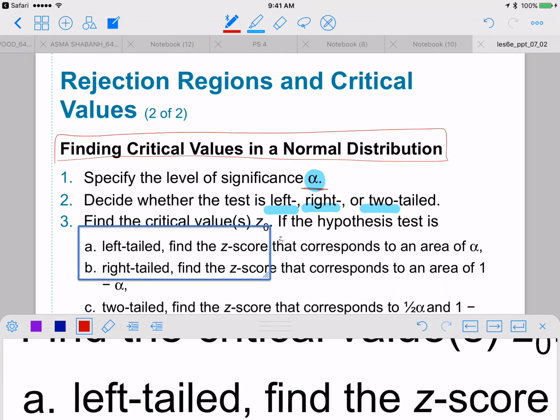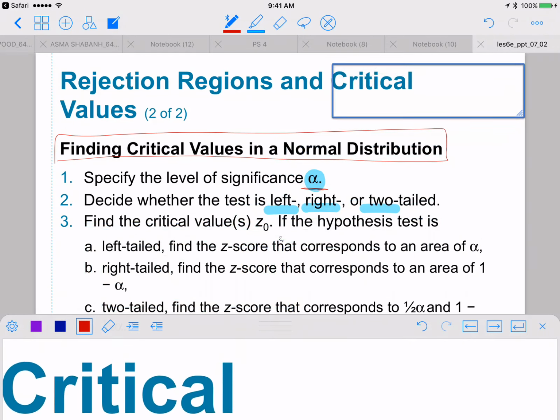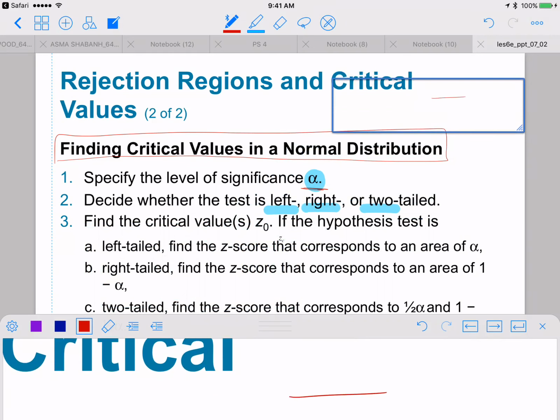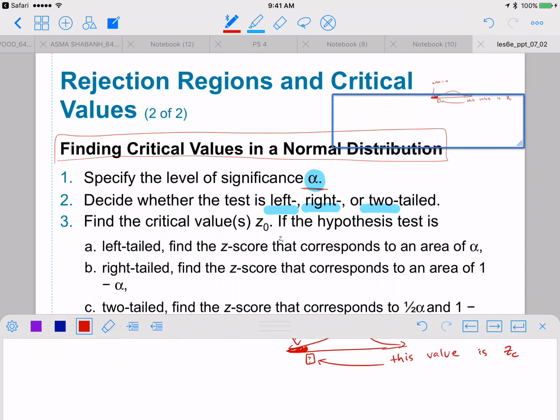Because here's the situation. If the hypothesis test is left-tailed, then here's the picture. So I'm going to draw the picture right here. For a left-tailed test, that means we have something like this, right? And this area is going to equal alpha. So this value is your critical value.